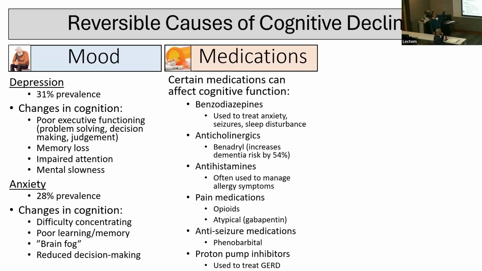I'm not going to go through these, but there's a whole host of medications that can impact cognitive abilities in older adults. The most common that we see in clinic, that people don't realize, is like, yeah, I take this to sleep every night, and no.